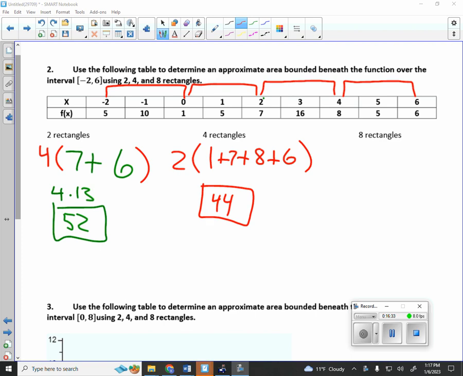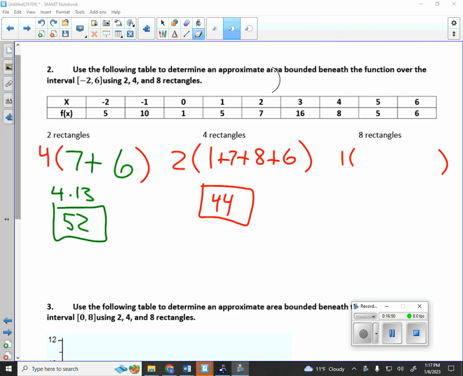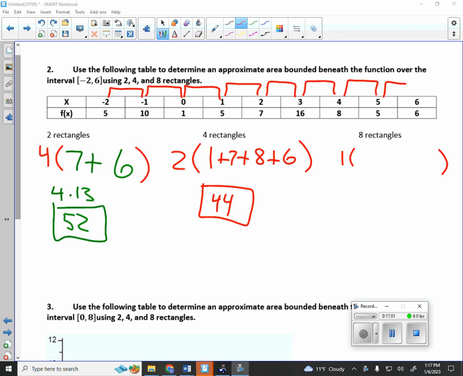If I divide it into 8 rectangles, what's the width? 1. The width is 1. So the entire width is 8, and 8 rectangles will make a width of 1 for each one, right? Okay, now Ella is correct that there are 9 spots up here, but if you look, we have 1 unit, 2 units, 3, 4, 5, 6, 7, and 8. So, is the first height evaluated for 5 or for 10? 10. So then you just do 10 plus all the way over to 6. Agreed?